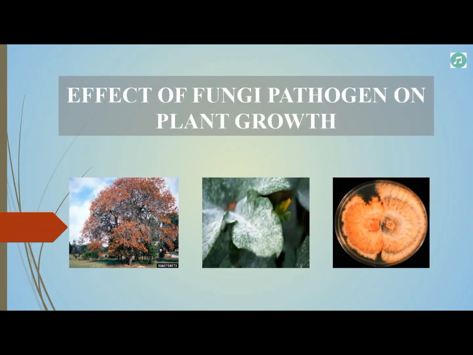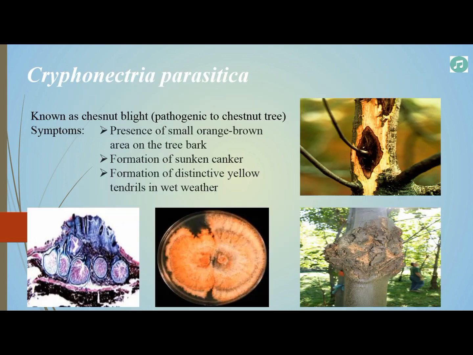Hi, I'm Stephanus. I will discuss the effect of fungal pathogens on plant growth. Firstly, I will discuss the fungus Cryphonectria parasitica, also known as chestnut blight because it is pathogenic to chestnut trees. Symptoms are the presence of small orange-brown areas on tree bark, formation of sunken cankers, the picture on the right is a sunken canker, and the formation of distinctive yellow tendrils in wet weather.